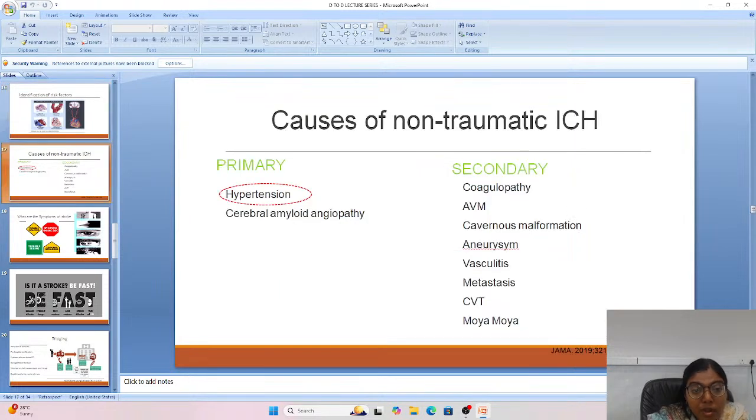What are the causes of non-traumatic ICH? In this, we have primary and secondary causes. In primary, we have hypertension and cerebral amyloid angiopathy. In secondary causes of ICH, we have coagulopathy, AV malformations, venous malformation, aneurysm, vasculitis, metastasis, CVT, and moyamoya.